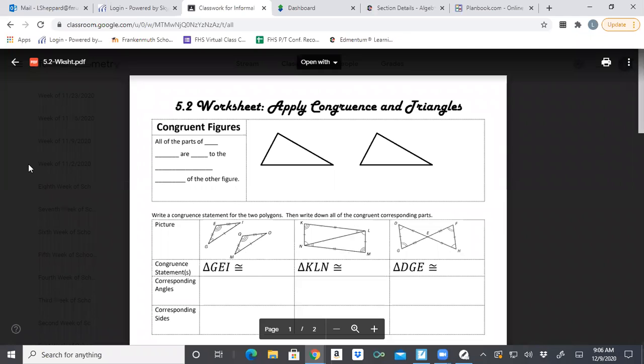All angles are the same. All sides are the same. Everything about them is the exact same.